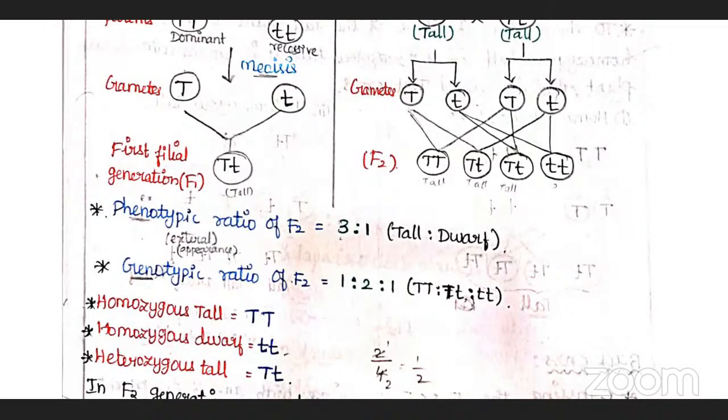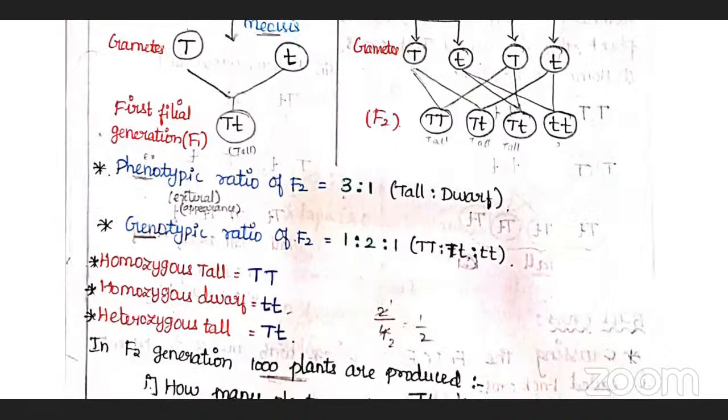How many plants are tall? First one, second one, third one. Because capital T is present, that is called tall. The next one is small t, it's 1. That's why the phenotypic ratio is 3:1. That is the phenotypic ratio.